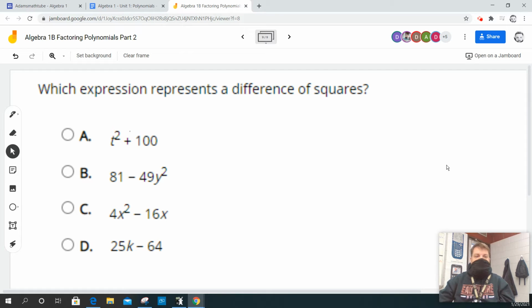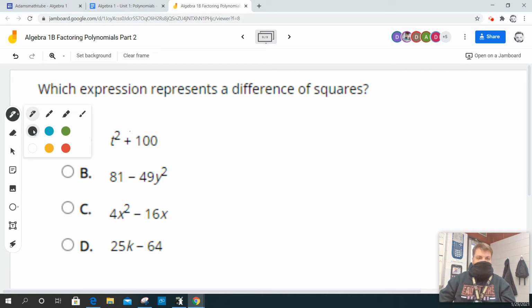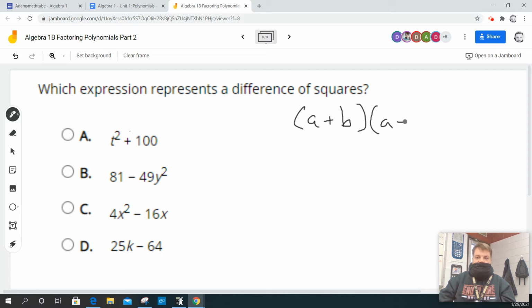Which expression represents a difference of squares? A difference of squares is a pattern. Let me just write it out. If I say a plus b times a minus b, it's going to equal a squared minus b squared. And that's called the difference of squares. So that's the pattern.